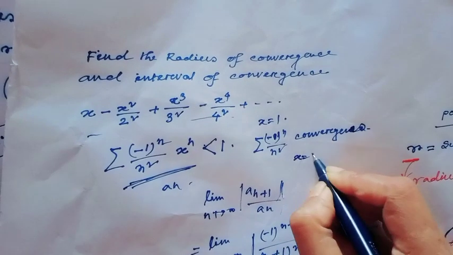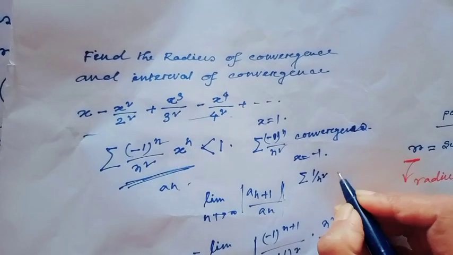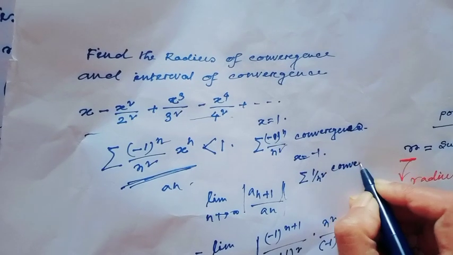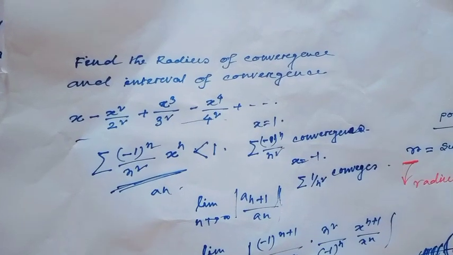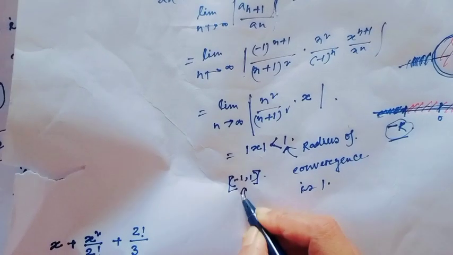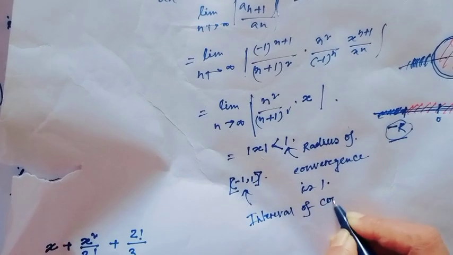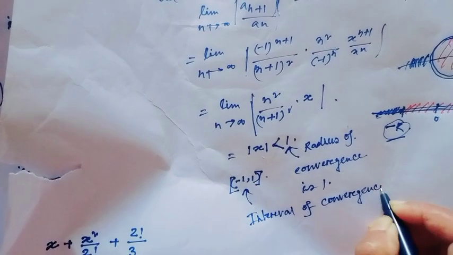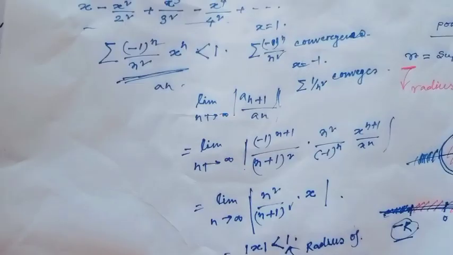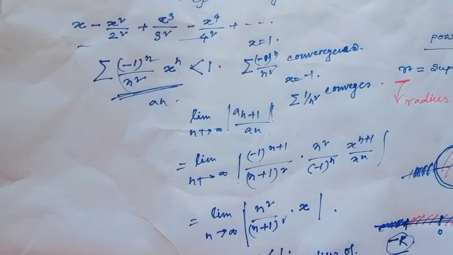And when x equals minus 1, this series reduces to the sum of 1 over n squared. Also, since p equals 2, this series also converges. Therefore, the interval of convergence would be the closed interval from minus 1 to 1. This is the interval of convergence of this series, and in this region the series converges, and outside this region the series diverges.